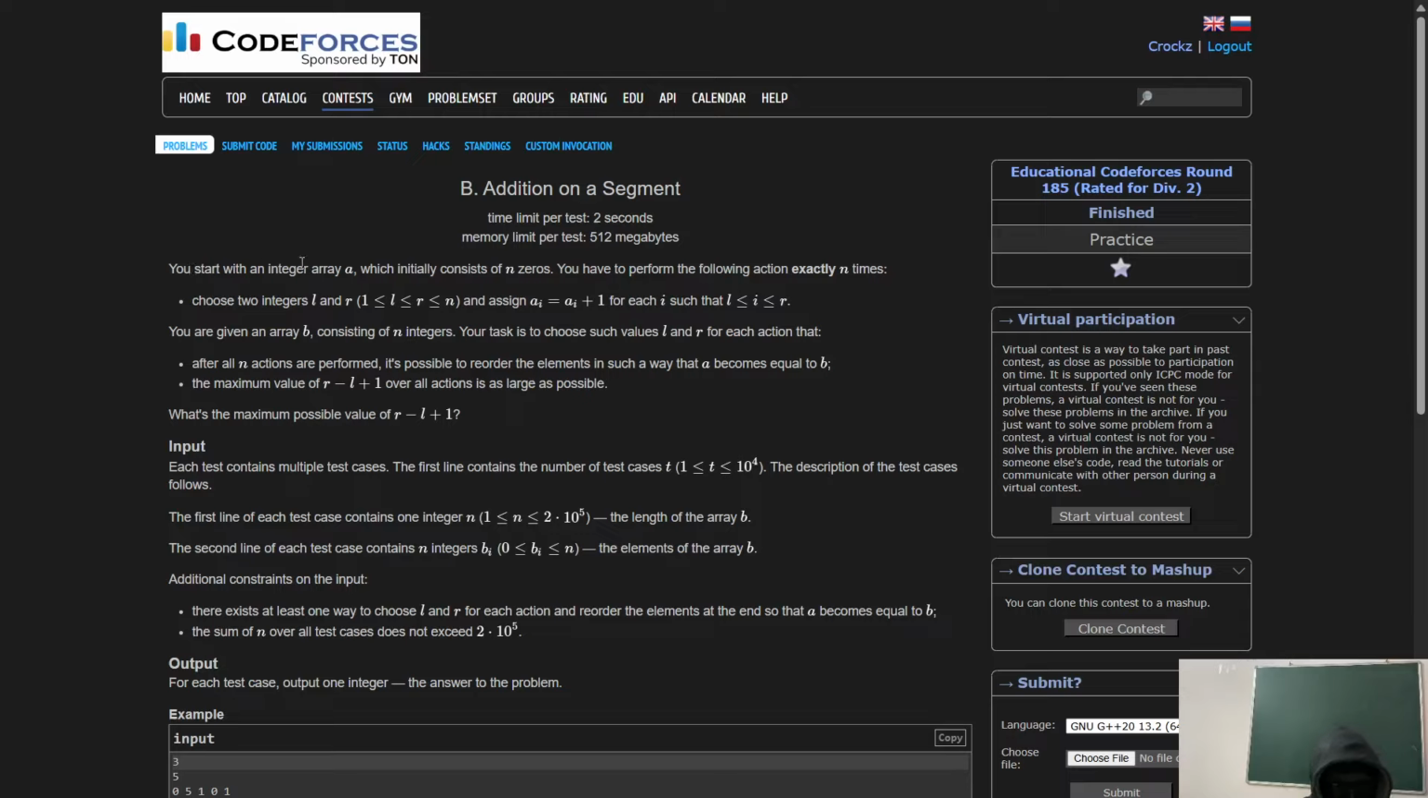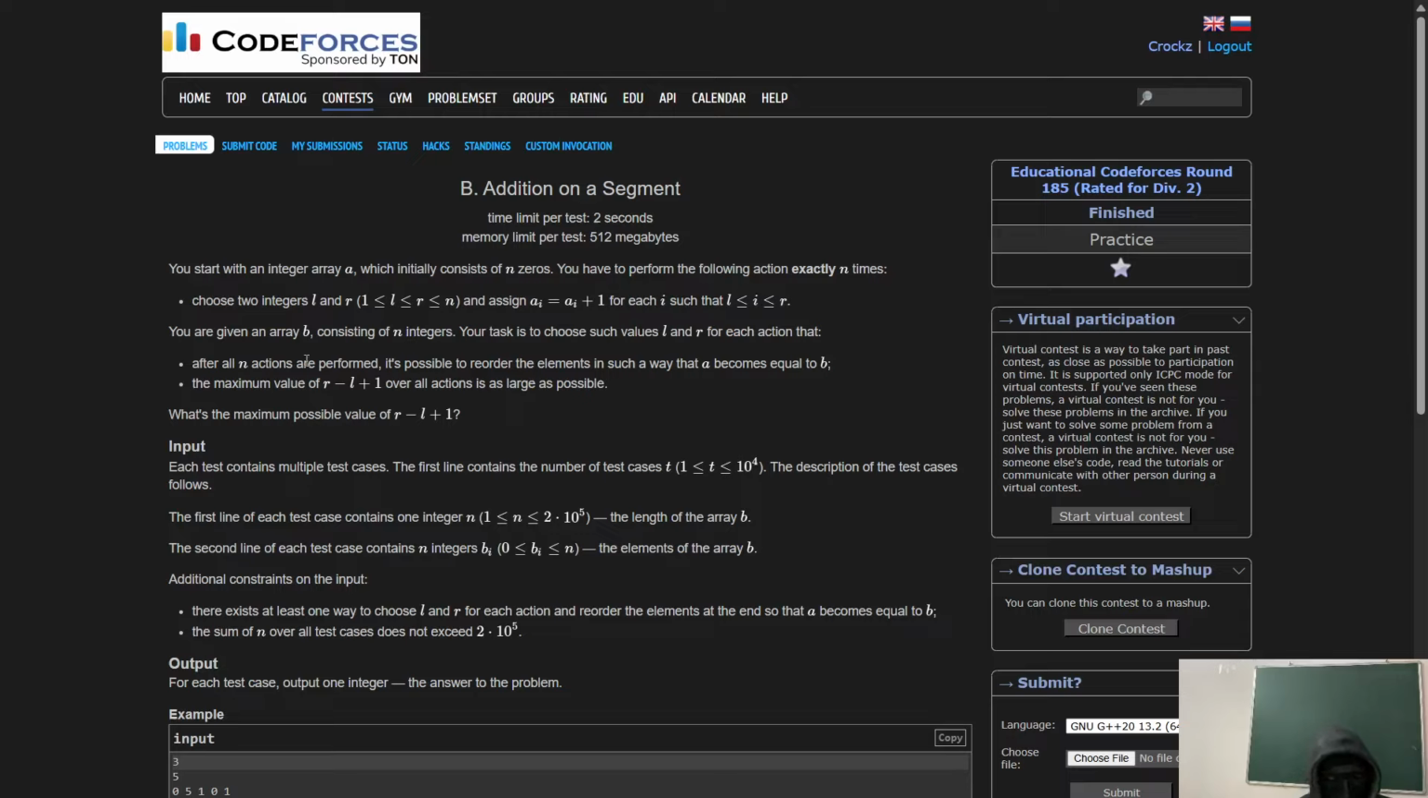You start with an integer array A which initially consists of all n zeros. You have to perform the following action exactly n times. Choose two integers L and R, where 1 ≤ L ≤ R ≤ n, and assign A[i] = A[i] + 1. Basically, from L to R, all the indices' values will increase by 1, for each i such that L ≤ i ≤ R.